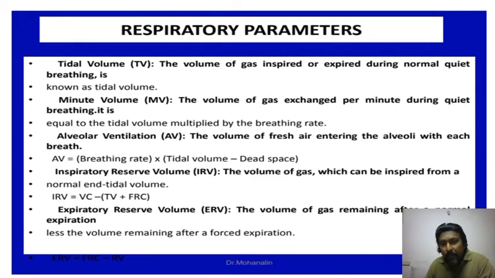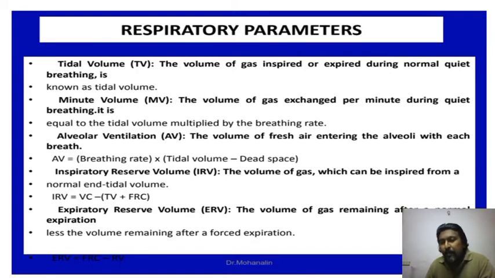The first important definition is the tidal volume. It's the volume of the gas inspired or expired during normal quiet breathing. In the class itself, I told you breathing is an involuntary action. That means without our knowledge, we automatically breathe. This is point number one. Point number two is that the lungs are nothing but an air bag. It stores the breathed air, the inhaled air.